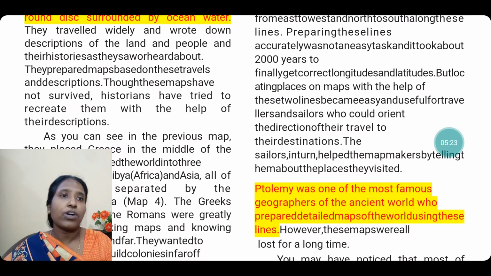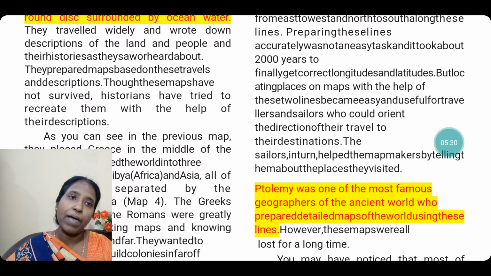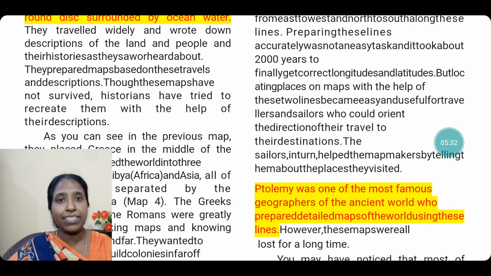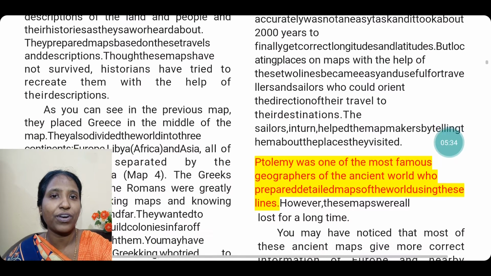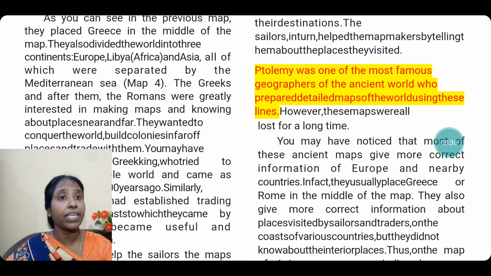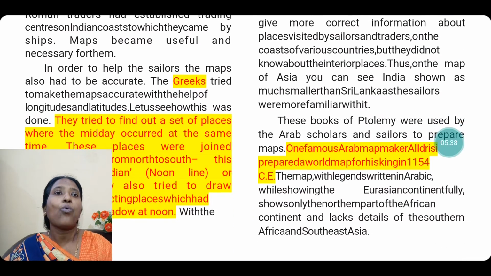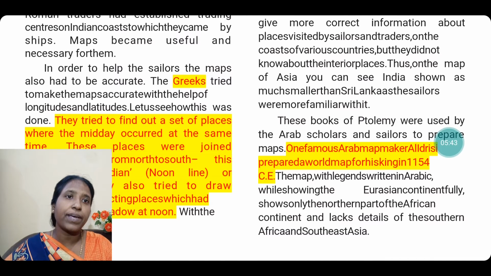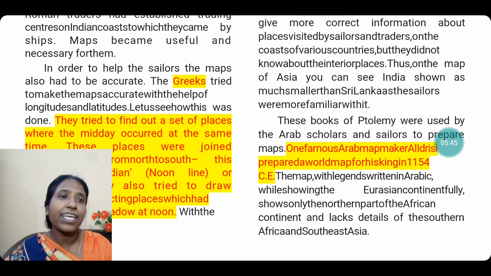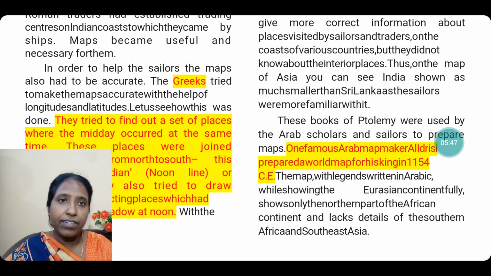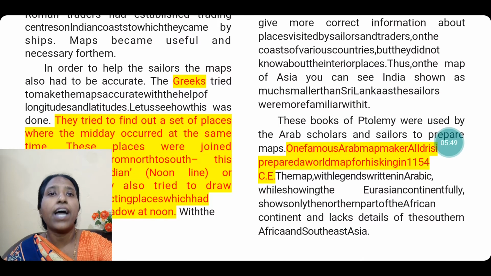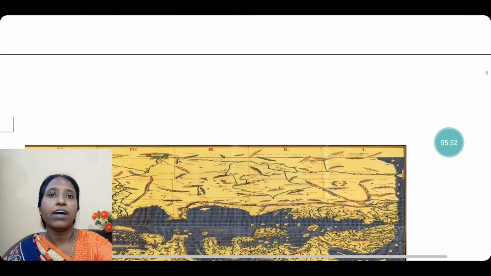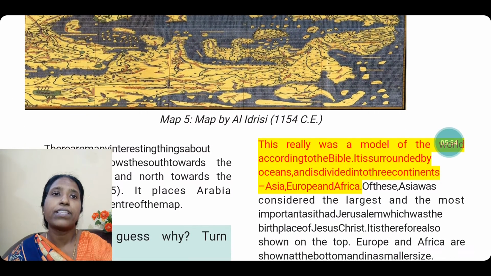Right. Ptolemy was one of the most famous geographers of the ancient world who prepared a detailed map of the world using these lines, using the latitudes and longitudes. Ptolemy had made many maps, and then one famous Arab map maker, Al-Idrisi, prepared a world map for his king in 1154 after the Greeks. Now we see the Arabs making the maps. This is for exploring the world.